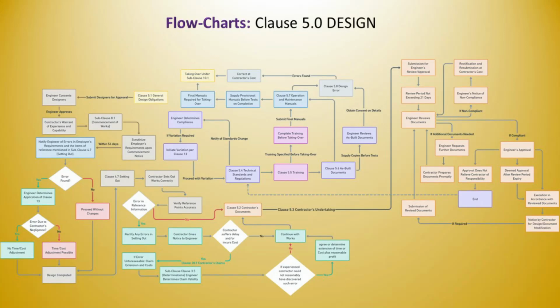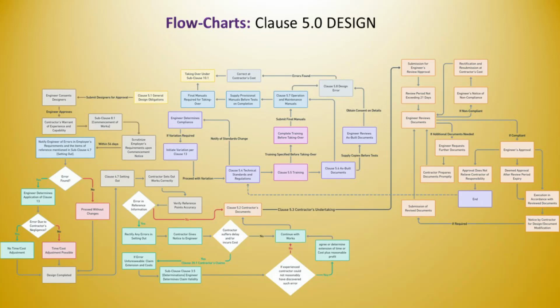The contractor is responsible for ensuring that all parts of the works are positioned accurately according to the design. Verify reference points accuracy. Before using the reference points provided for setting out the works, the contractor must verify that they are accurate. This is to prevent any errors in the construction due to incorrect reference points. Rectify any errors in setting out. If the contractor finds any errors in the positioning of the works, they are responsible for rectifying these errors to ensure the construction aligns with the design.